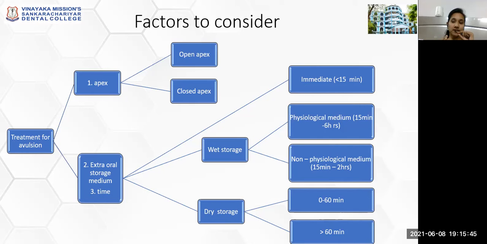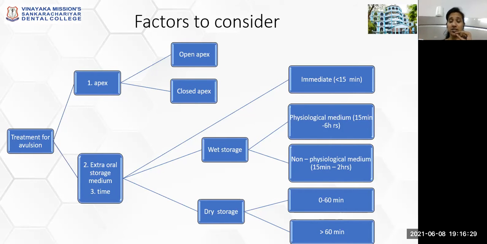And the third is the time that lapsed between the injury to the time they reported to the clinic. The first one is whether they reported immediately, that is less than 15 minutes of the injury. Next is 15 minutes to 6 hours if they have brought the tooth in a physiological medium. Usually the physiological medium includes the Hank's balanced salt solution and milk. And the third one is 15 minutes to 2 hours if the tooth is stored in a non-physiological medium. That includes all others except HBSS and milk, which includes your saline, your tap water, your contact eye solutions, coconut water. All this falls under non-physiological medium.